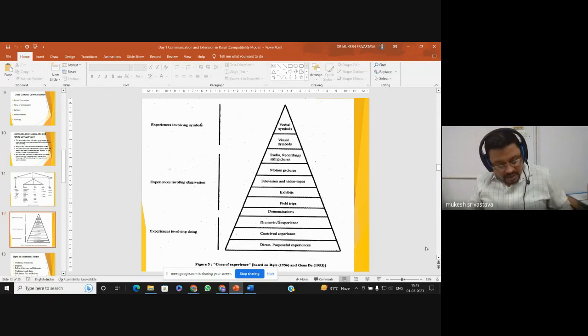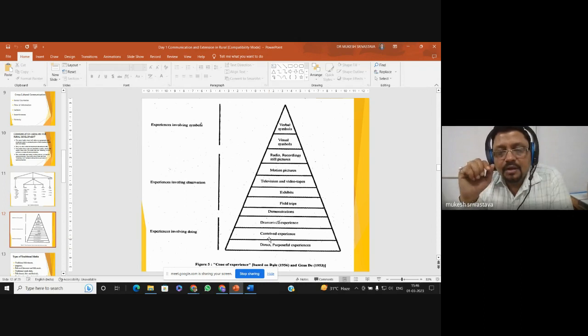Now, there is research on this done by Dale in 1956 and Jules D in 1953. Based on their experience and researches, they found this particular cone of experience. Now let's see what this cone of experience is. You can see at the top verbal symbols and visual symbols. Verbal symbols are basically those symbols which give some experience to the rural persons, or the villagers living in those rural areas.